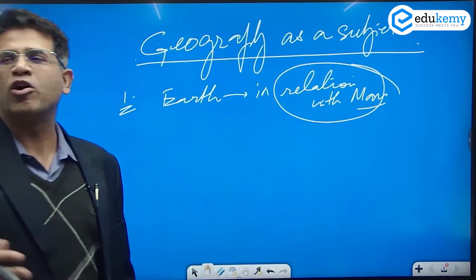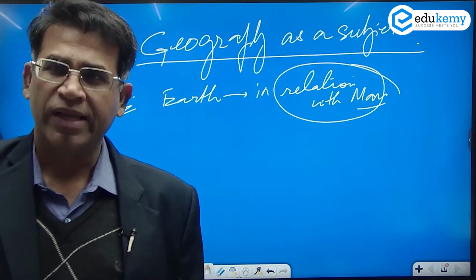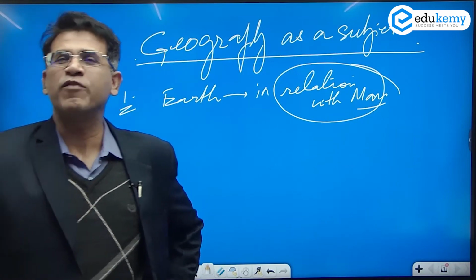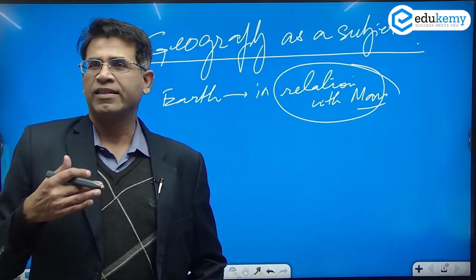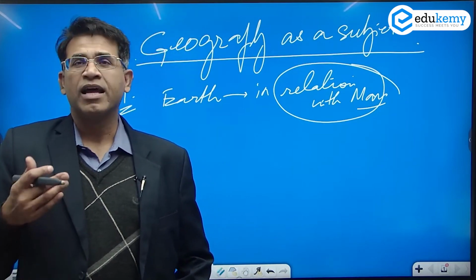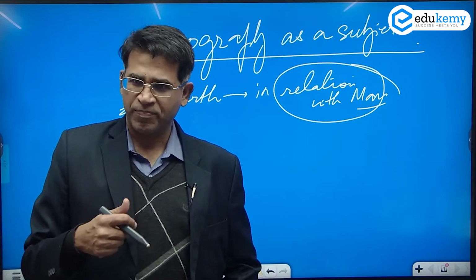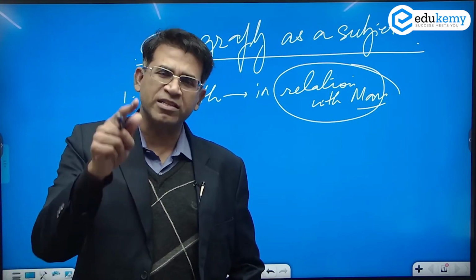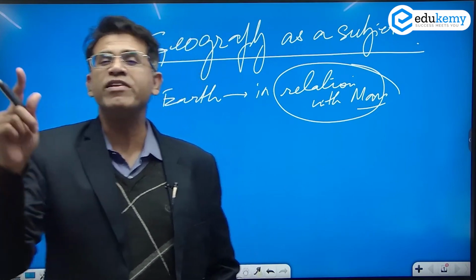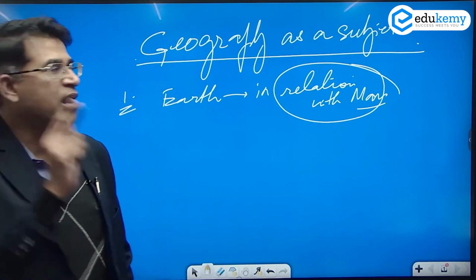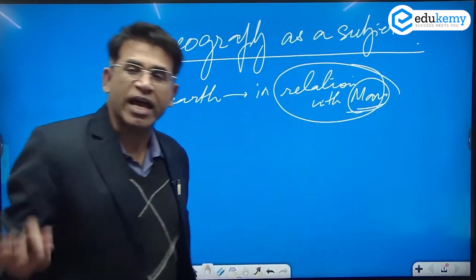Think of geology. Okay, it also studies the earth. There are different aspects of earth. Say there is the climate of earth, there are forests of the earth, there is wildlife of the earth, there are oceans of the earth, which physics studies, which botany will study, which zoology will study, but none of them study it in relationship to man in totality.